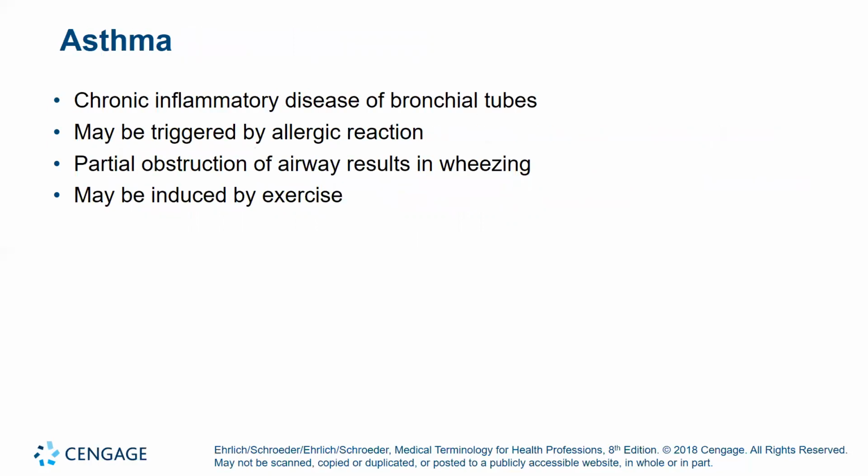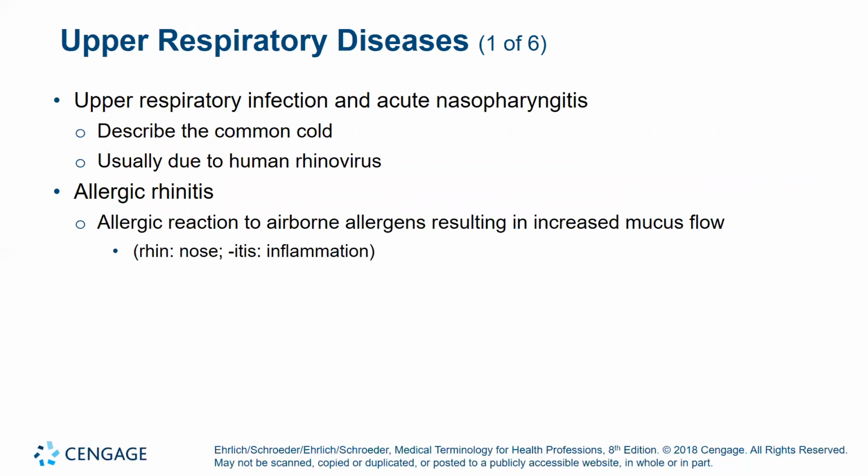We have asthma. It's a chronic inflammatory disease of the bronchial tubes. This may be triggered by allergic reaction. Partial obstruction of airway results in wheezing, and it may be induced by exercise. Upper respiratory infection, acute nasopharyngitis, just known as a common cold, usually due to a human rhinovirus. We have allergic rhinitis. R-H-I-N is nose, itis is inflammation, so it's just inflammation of the nose.